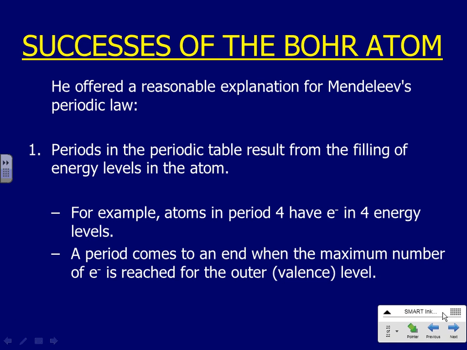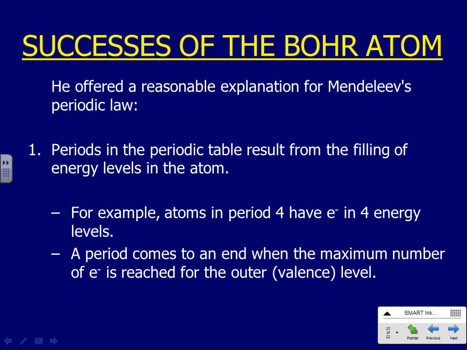Now, successes of the Bohr atom. What was good about it? He offered a reasonable explanation for Mendeleev's periodic table. We can get our 2, 8, 8. It doesn't really offer an explanation for what's happening in the transition metals, but it gets us a start. The periods in the periodic table result from filling the energy levels of the atom, right? So group 1, 1 electron in the outer orbit. Group 2, 2 electrons in the outer orbit, et cetera, et cetera.